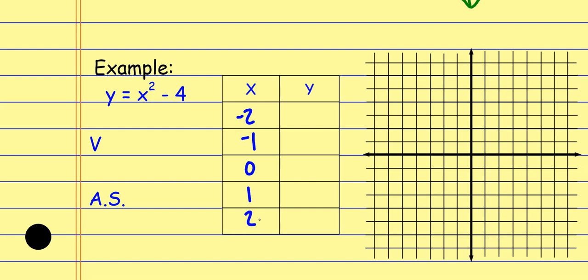-2 squared is a 4, minus 4 is a 0. -1 squared is 1, minus 4 is a -3. 0 squared is a 0, minus 4 is a -4. 1 squared is a 1, minus 4 is a -3. 2 squared is a 4, minus 4 is a 0. And so I plot this thing. So let's see, I've got -2, 0 is right here. I've got -1, -3 is down here. I've got 0, -4, 1, -3, and 2, 0.